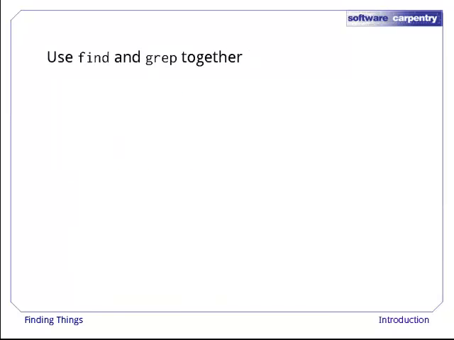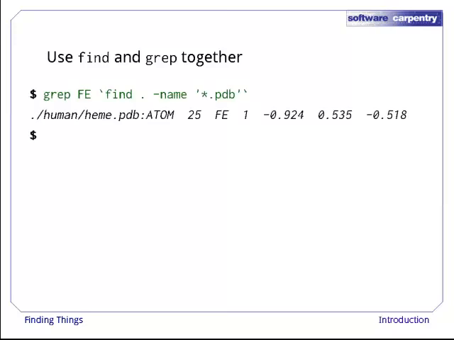It's very common to use find and grep together. The first finds files that match a pattern. The second looks for lines inside those files. Here, for example, we can find PDB files that contain iron atoms by looking for the string Fe in all the PDB files below the current directory. If you've forgotten your high school chemistry, Fe is the atomic symbol for iron.